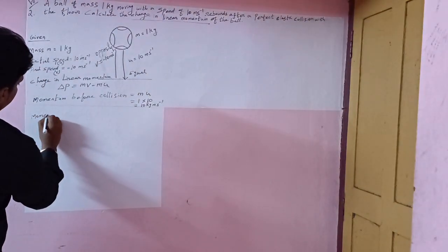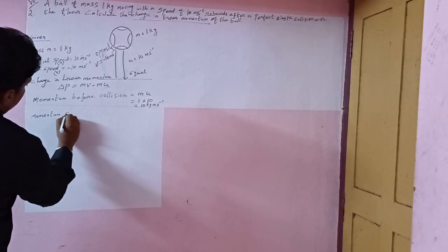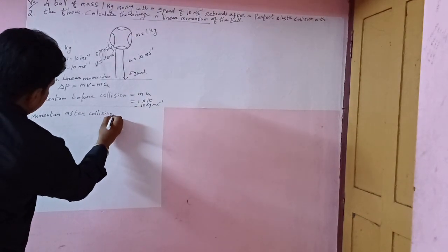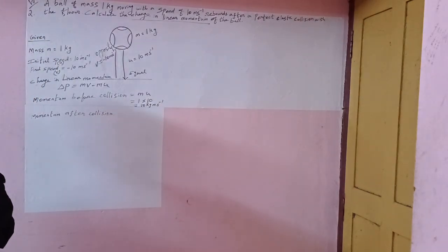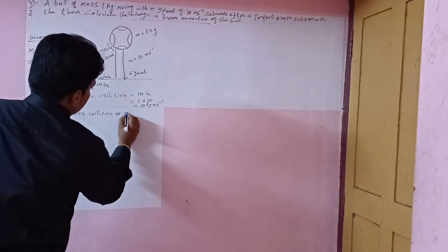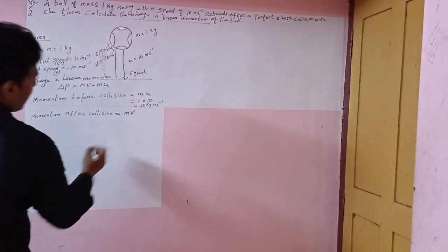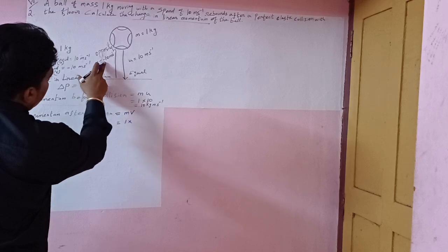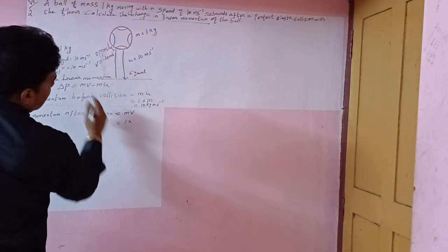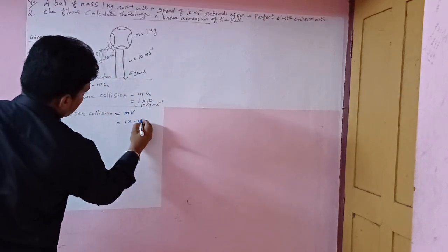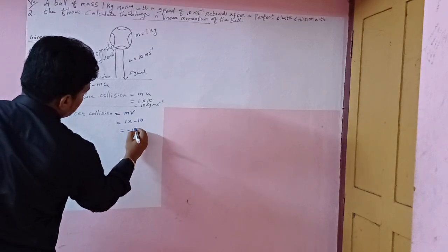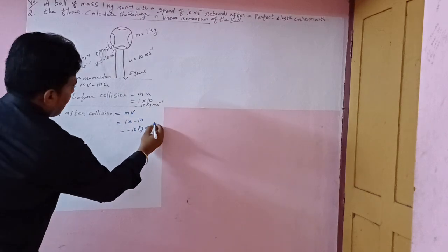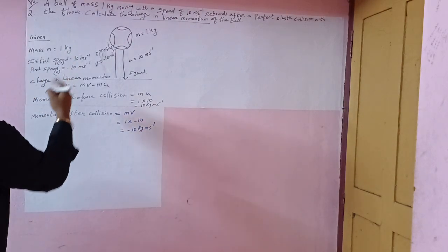Next, momentum after collision is m into v. What is the m value? 1, into the final speed, minus 10, because it's the opposite direction, so you have to indicate the minus. You multiply the values: minus 10 kg m s^-1. And finally we find the value of the change in momentum.